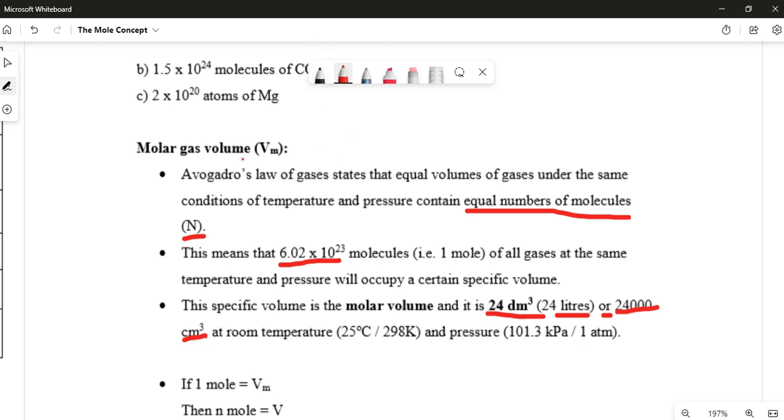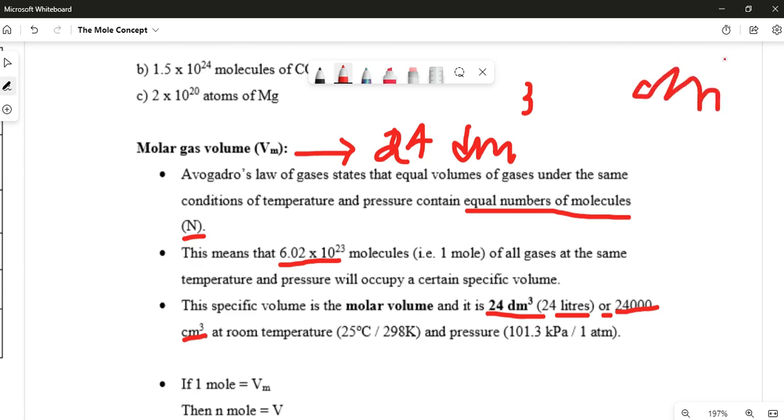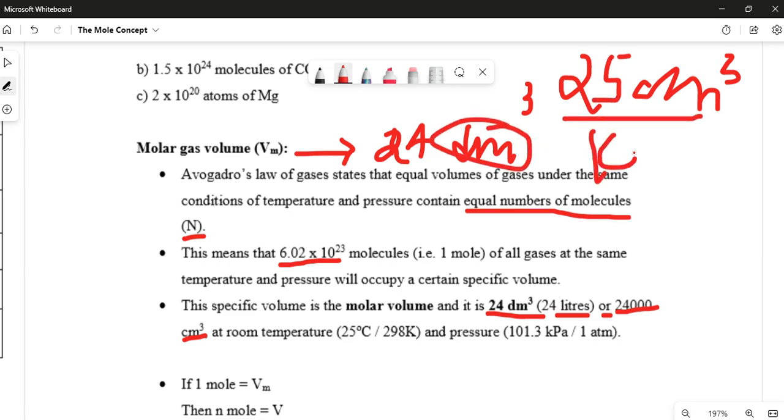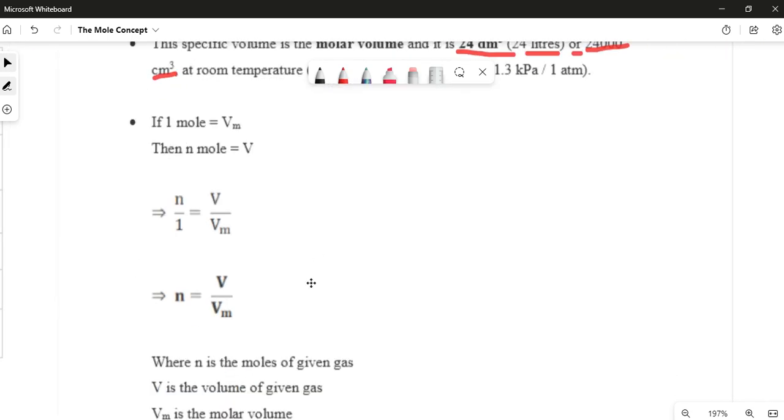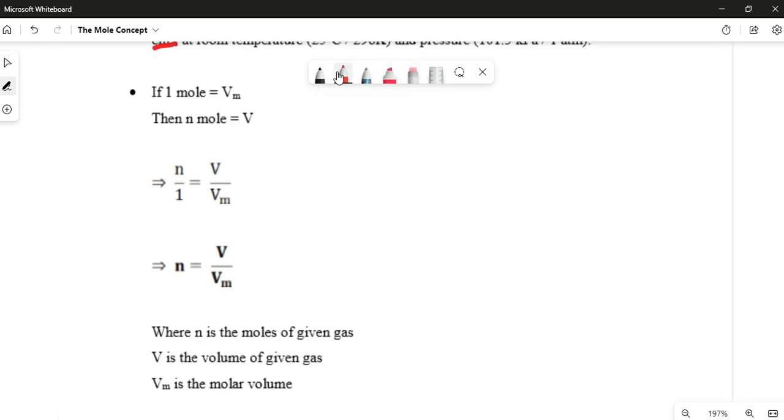So the molar gas volume will always be 24 dm cube. Now there's the trick over here. In almost all the questions, you'll be given your volume in cm cubed. So let's say 25 cm cube. What you need to do to convert to dm cube is divide it by 1000, and whatever you get will be your answer in dm cube, and then you can continue with whatever the question asks. These are some of the formulas here.